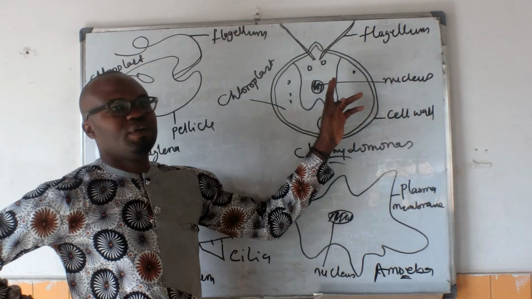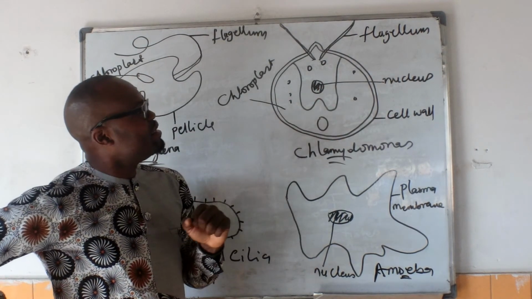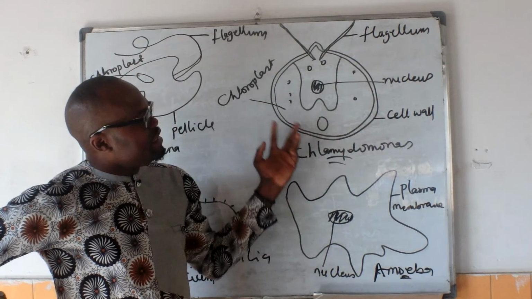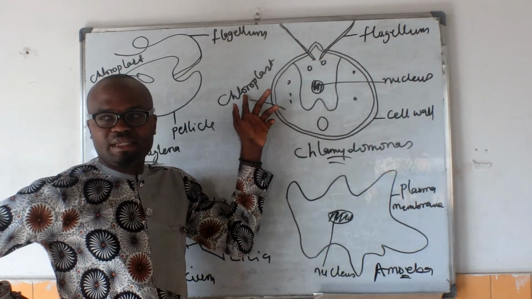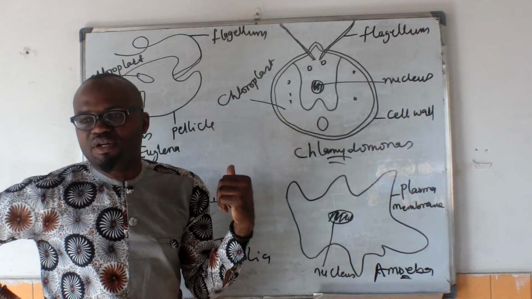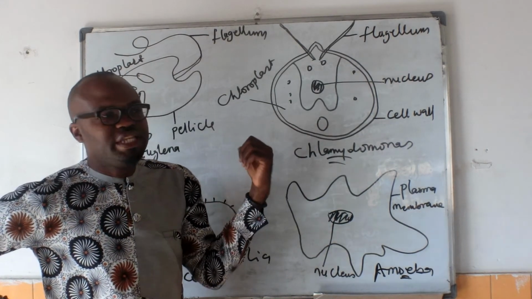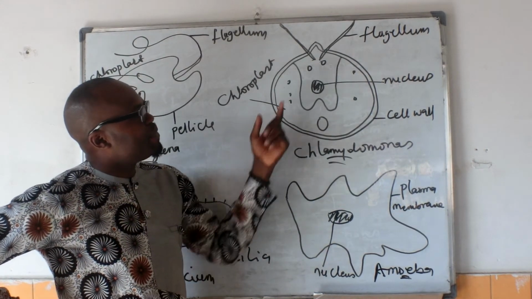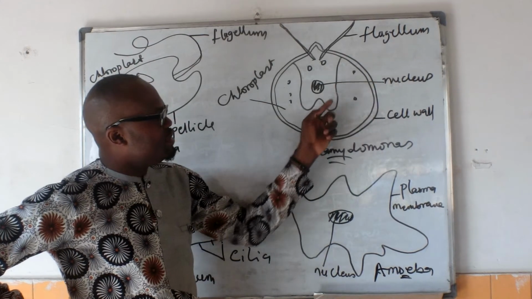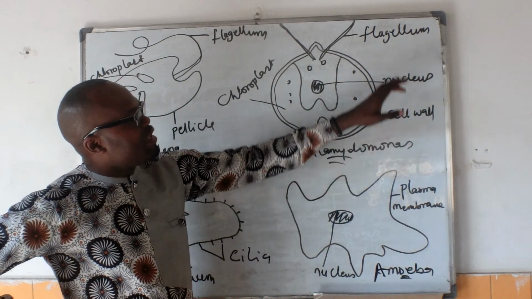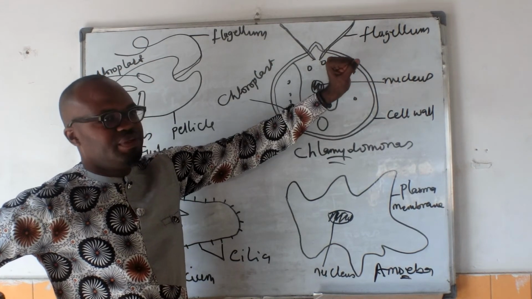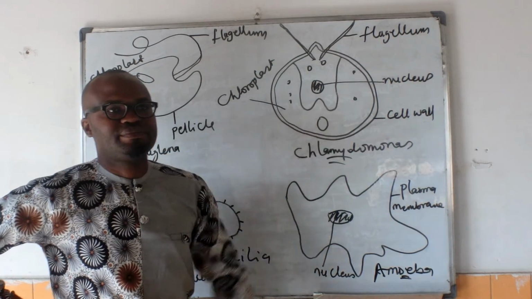Now finally we look at the Chlamydomonas. This organism with a spherical shape also has chloroplast because it is also an autotroph. It can manufacture its food by itself. Then it has the nucleus and the cell wall and also the flagellum that enables movement for it.